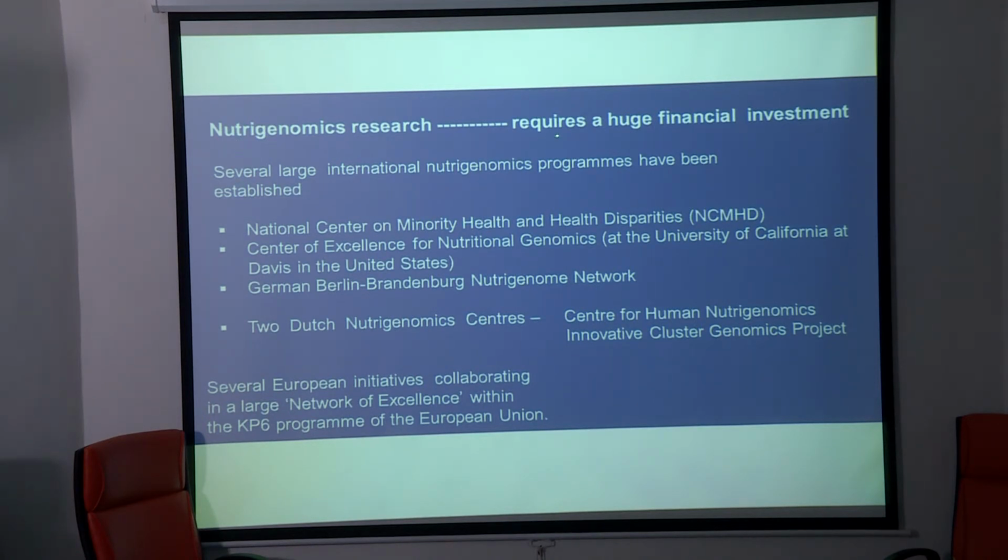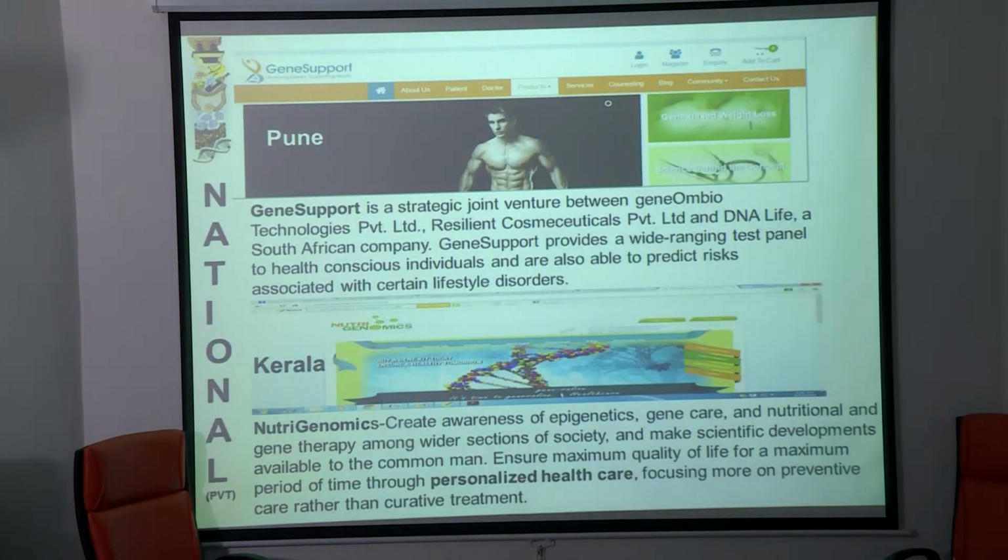Now, as I already told you, it requires huge financial investments, and at the international level we have the National Center for Minority Health and Health Disparities, the Center for Excellence in Nutritional Genomics at UC Davis in the United States, the German Berlin-Brandenburg Nutrigenomics Network, and in the Netherlands there are 2 centers. And there's one FP6 program of the European Union, but India doesn't figure anywhere in this yet. We still have to make a start.